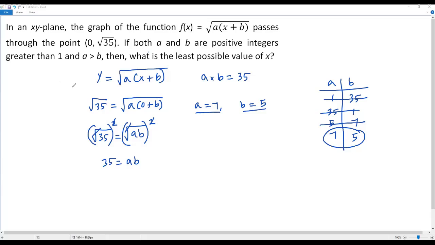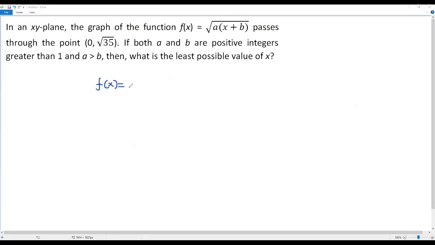Okay, next step, I'm going to plug in this 7 for a and this 5 for b into the given function. Let me do it. So f of x equals the square root of, let me plug in the value of a, that is 7 times x plus, now the value 5 for b, then x plus 5.